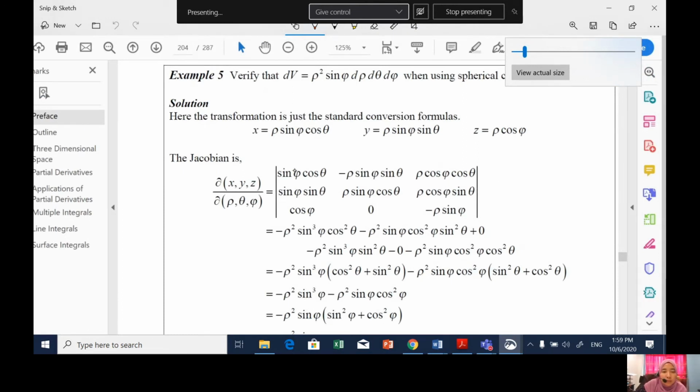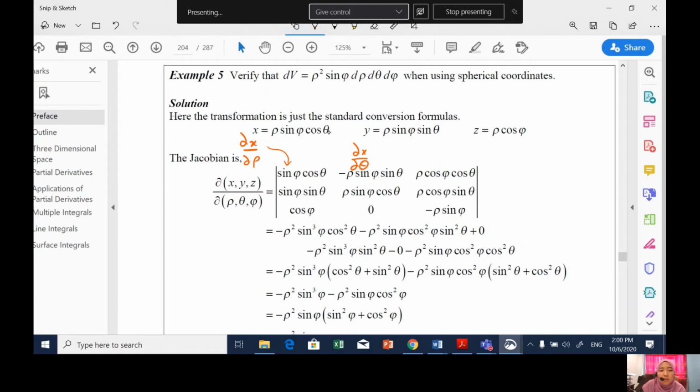Okay, so first variable, this is the partial derivative of x with respect to rho. So we get here rho sine phi cos theta. When we want to differentiate with respect to rho, sine phi and cos theta will be assumed as constants. So that's why we got here the constant only.